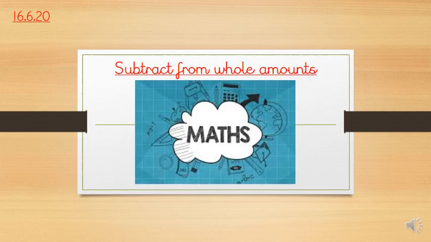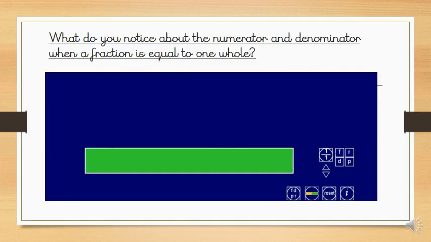Good morning, Year 5, and today we're going to be carrying on with our work on fractions, and we're going to be looking at subtracting from whole amounts. So what do you notice about the numerator and denominator when a fraction is equal to one whole? So in front of you, you can see that we've got one whole, okay? And I'm going to be splitting it into different fractions, but showing that fraction still as one whole.